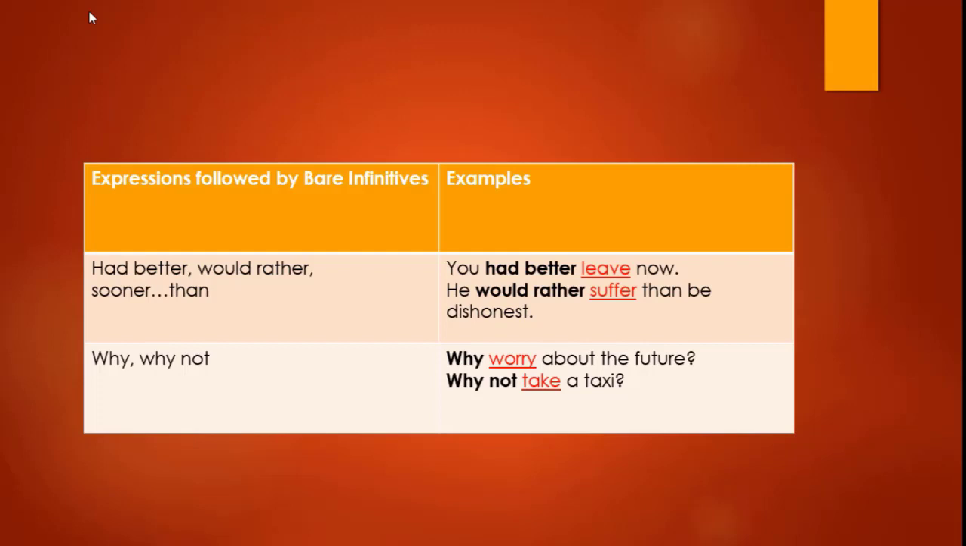Another point is that why and why not are the expressions which are followed by bare infinitives. Its examples are: why worry about the future? Why not take a taxi? Worry and take are bare infinitives. Why and why not are the expressions which are followed by bare infinitives.